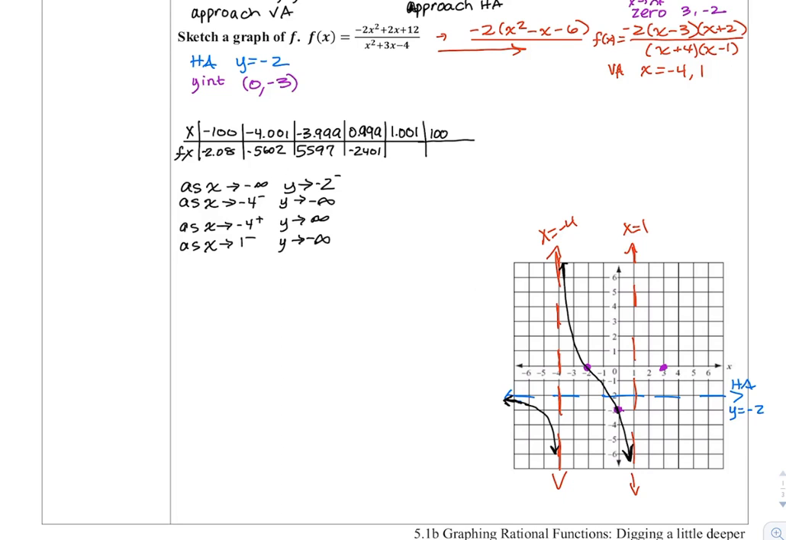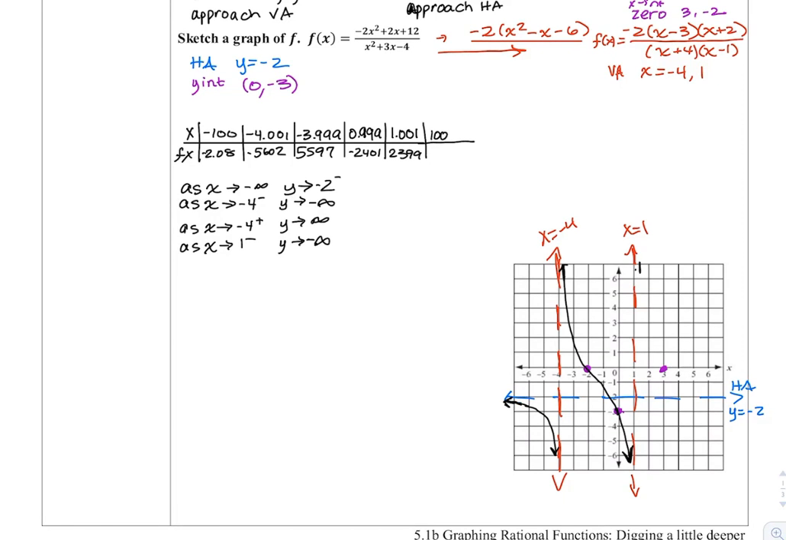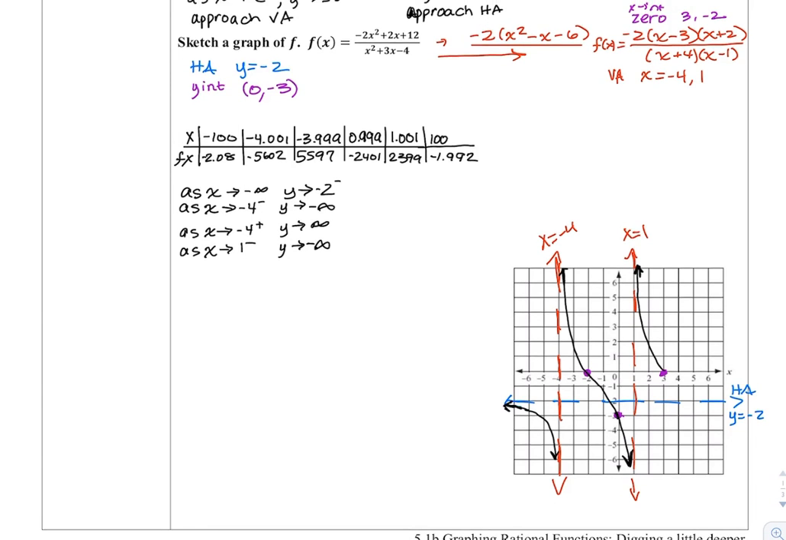Let's plug in 1.001 and I got 2,399. All right, so that means we're going way up high, close to infinity. The closer we get to the asymptote, the higher it goes. And then let's plug in 100 and see what happens as x gets very large. It says -1.992. All right, so that means we're getting really close to y equals -2 from above.